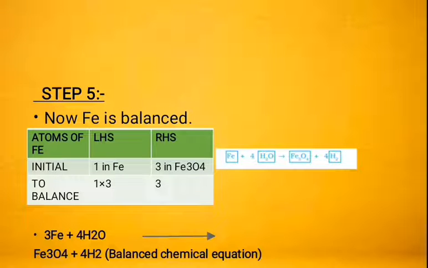Step 5. We now move on to balance Fe atoms. The initial number of Fe atoms in the reactants is 1 in Fe, and the initial number of Fe atoms in the products is 3 in Fe3O4. In order to balance, the reactant is multiplied by 3 so as to obtain the same number of Fe atoms, that is 3, on both sides of the chemical equation.